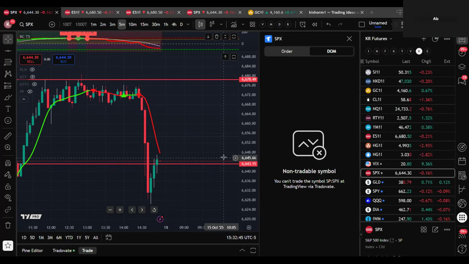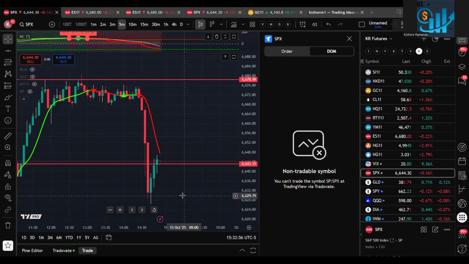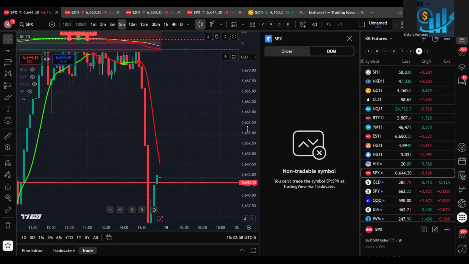Do we have to trade in their platform, or which platform? For futures options, you have to do it in their platform. For stocks and futures, you can directly connect to TradingView and do it within TradingView.